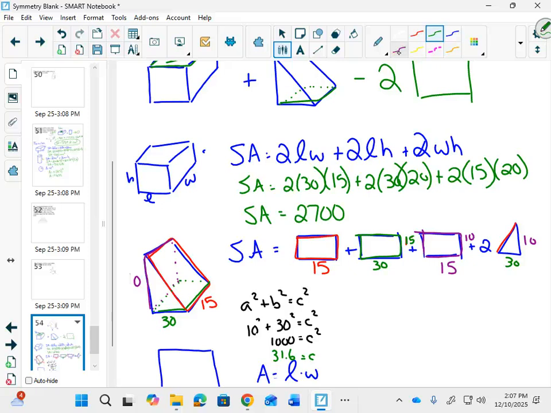31.6, so that means in this red one, this is 31.6. I'm going to write all my areas in orange. Mr. Shirk, what's 31.6 times 15? 474. This one, oh, I said orange. I don't know why I didn't change. 474. 30 times 15. 450. Good. 15 times 10.